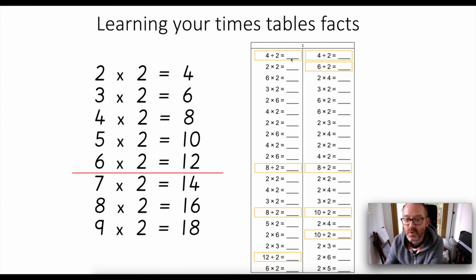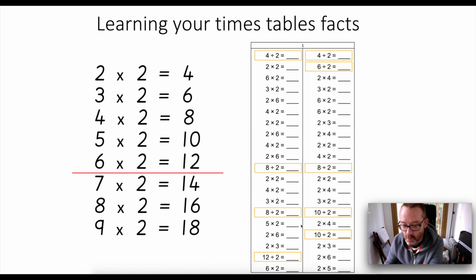The difference is you won't say that, you'll say how many 2s are 4. So in this case it would be 2s are 4, and all the children would say 2 2s are 4. And this one would be 2s are 8, and you would say 4 2s are 8. 2s are 6, 3 2s are 6. 2s are 10, 5 2s are 10.